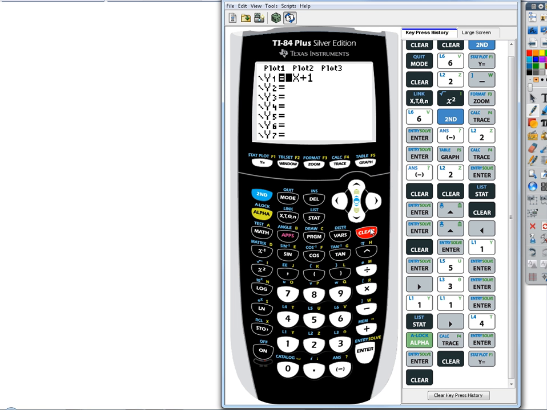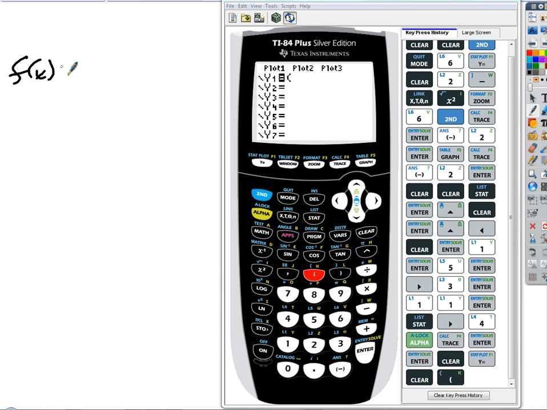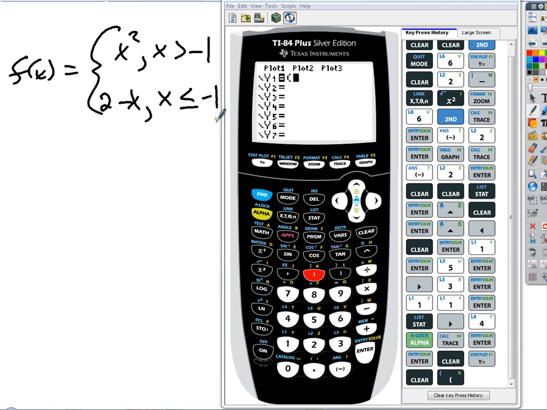What we're going to do is put the 2 pieces of the function each in their own set of parentheses. I think I'm doing this right. I guess we'll find out. Let's say we want to do this piecewise function: f of x equals x squared when x is greater than -1, and it equals 2 minus x when x is less than or equal to -1. Okay, that's my piecewise function.